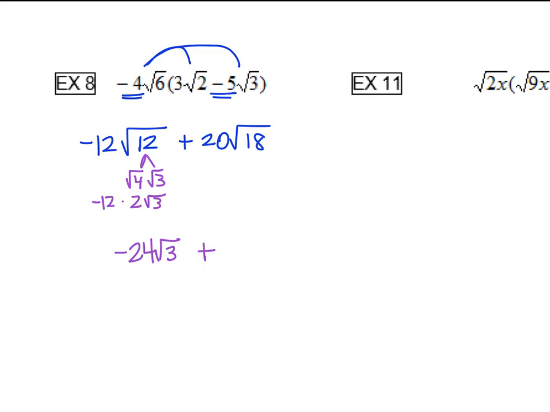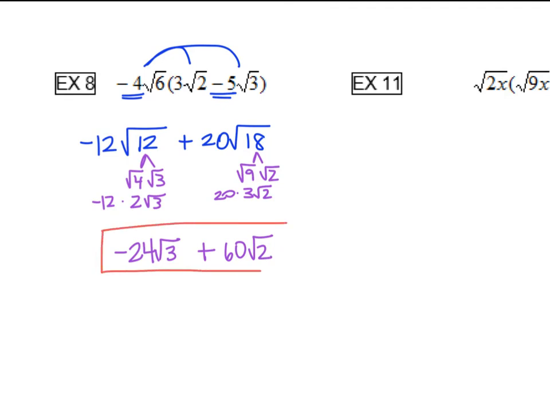Plus, let's see what happens on the next one. This breaks down into square root of 9 times the square root of 2. Square root of 9 is 3. Square roots of 2, bring down your 20, and we have 60 square roots of 2. Can we go ahead and add these together? Well, we take a look at the radicals. That's a square root of 3, that's a square root of 2, and we see that they're not like terms, so this actually is our final answer.